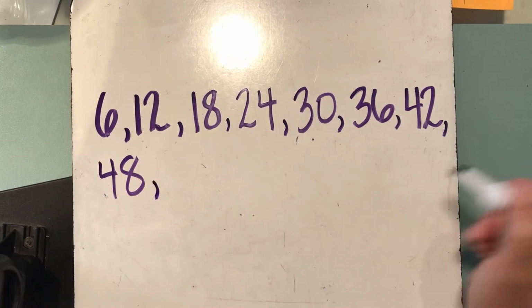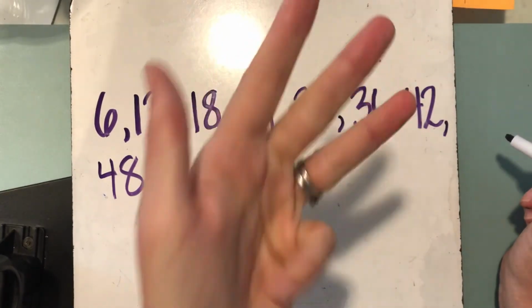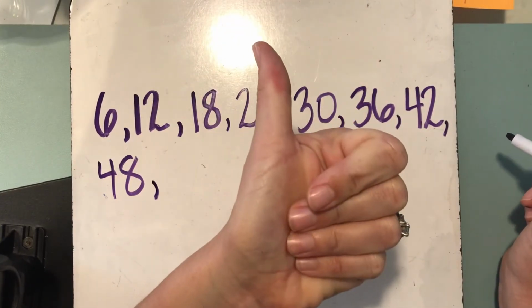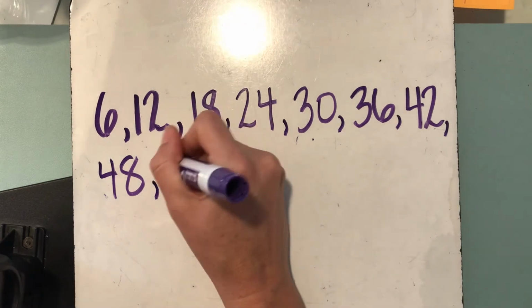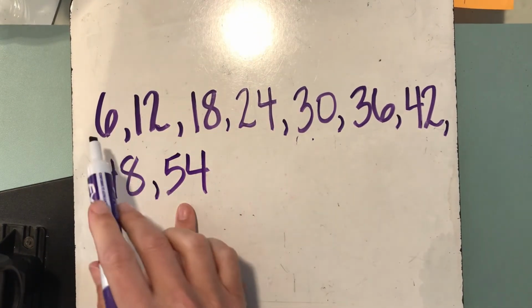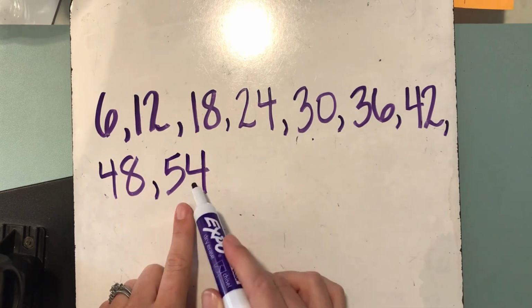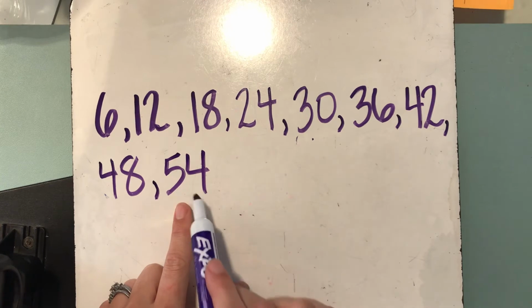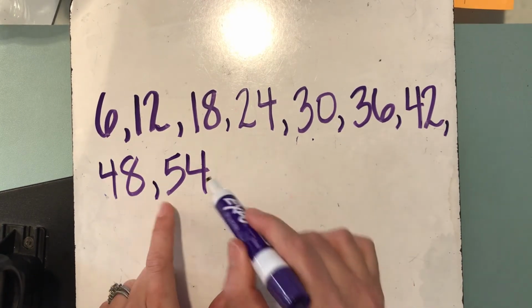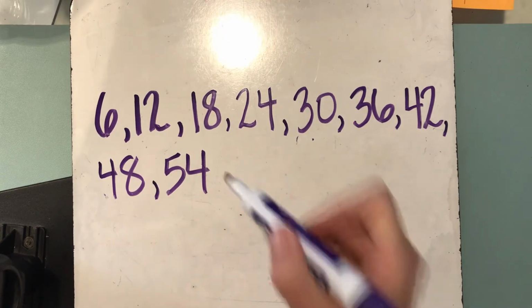Nope. 2 more. 49, 50, 51, 52, 53, 54. Oh my goodness. So 54, how many times did I skip count? 1, 2, 3, 4, 5, 6, 7, 8, 9 times. I've skip counted 9 times. So 9 times 6 equals 54. All right, last one.